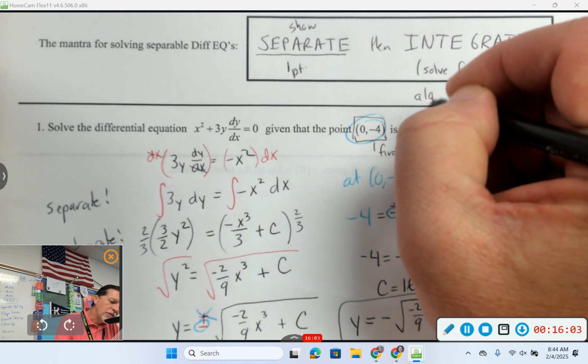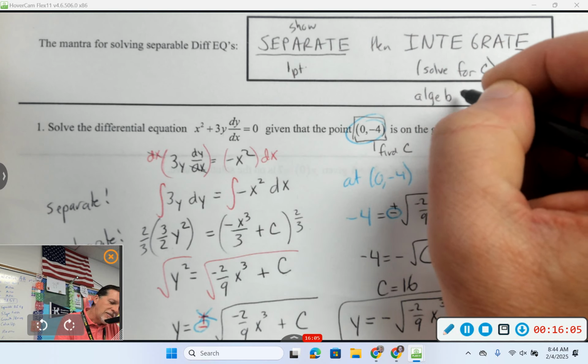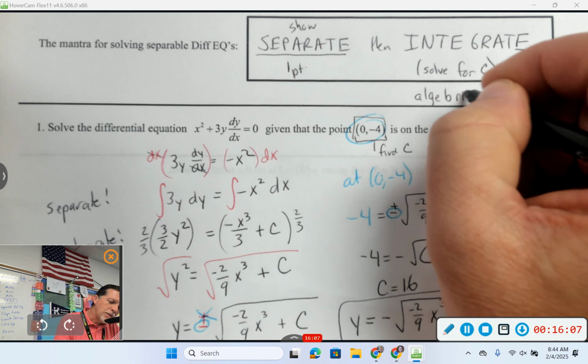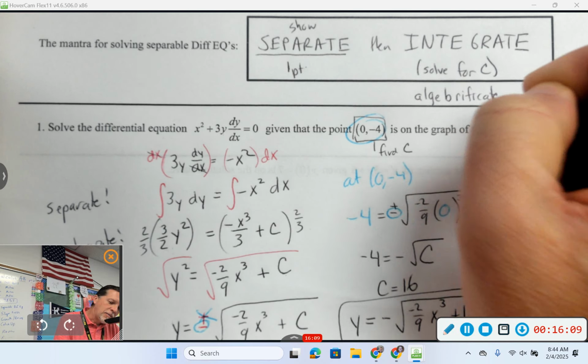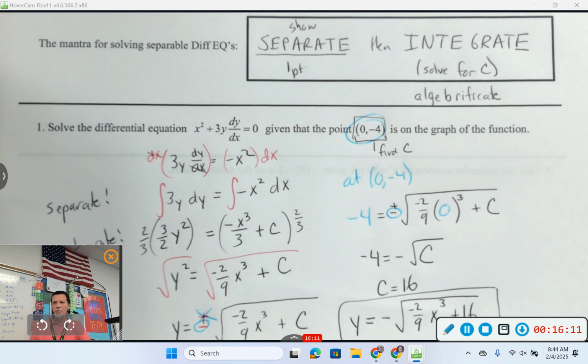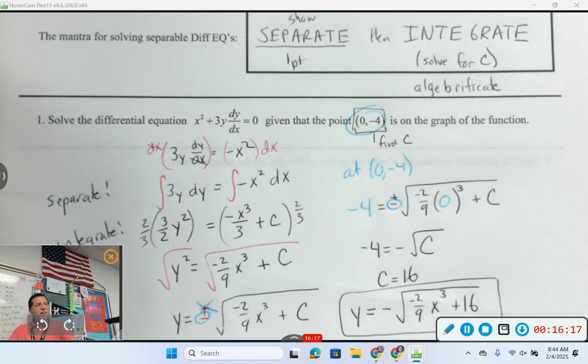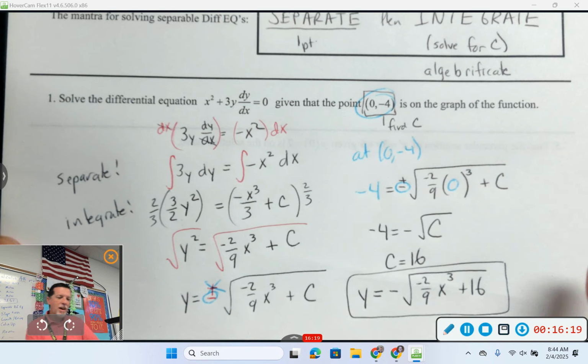The best one I've heard so far is, if I can remember how to spell it, separate, integrate, and algebraificate. Or maybe just algebraicate, I don't know. Separate, integrate, solve for C. That's the steps every single time.